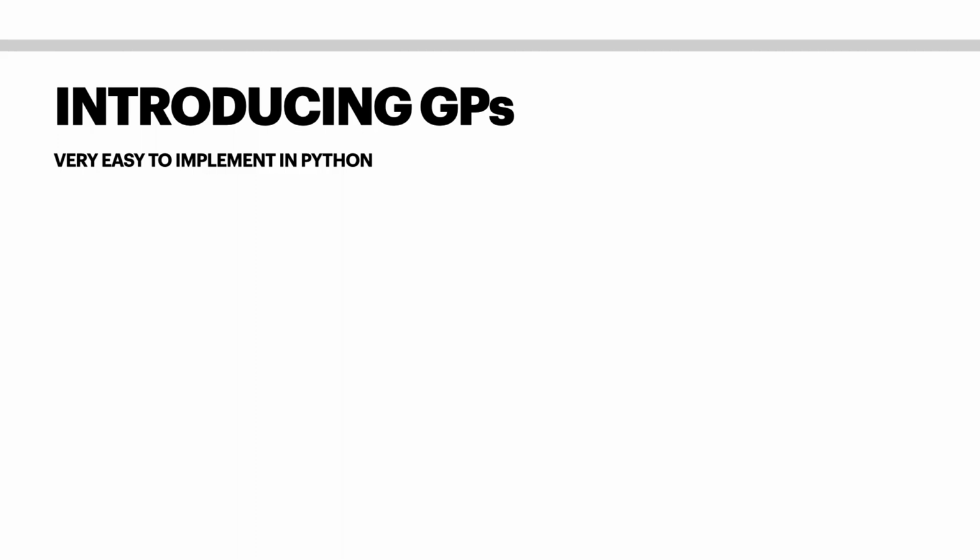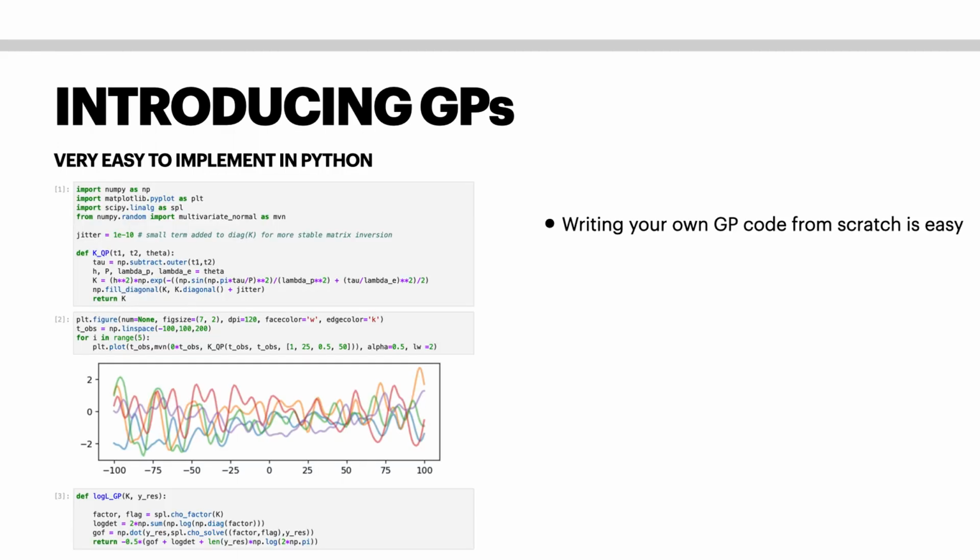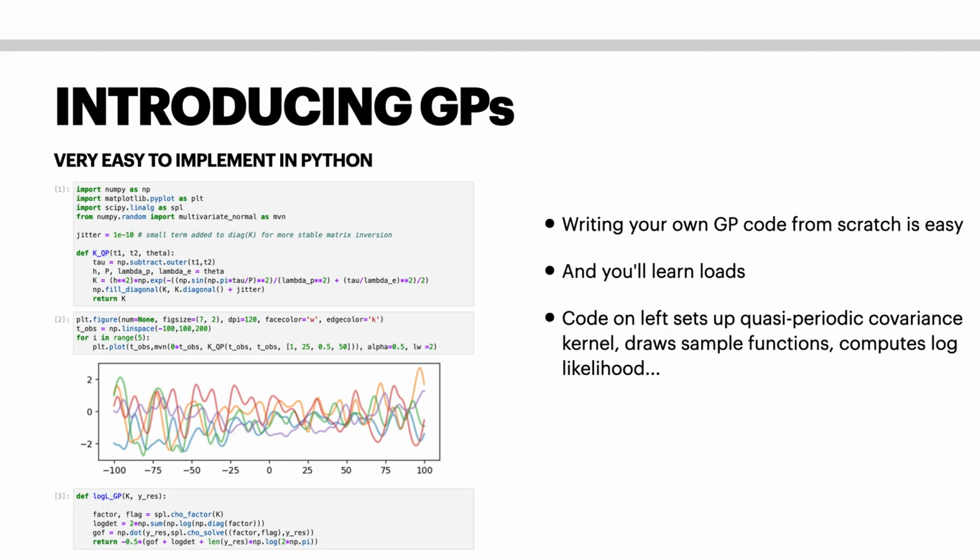Okay, before we discuss some applications of GPs, I'd like to emphasize that writing your own GP code completely from scratch is really easy. You'll learn literally 1,000 times more if you actually do this yourself, make some mistakes, play around, than if you just install someone else's code and never figure out the basics. On the left, for example, I wrote some simple Python code that sets up a quasi-periodic covariance kernel, draws samples from the kernel, and computes log likelihoods. I don't claim this code is efficient, but it works. The next steps, conditioning on data and making predictions, are also really easy to code.